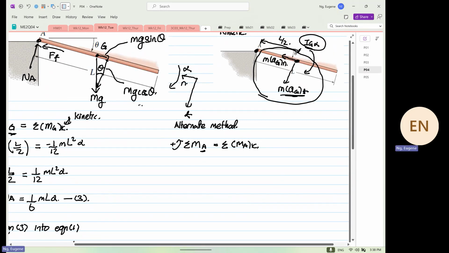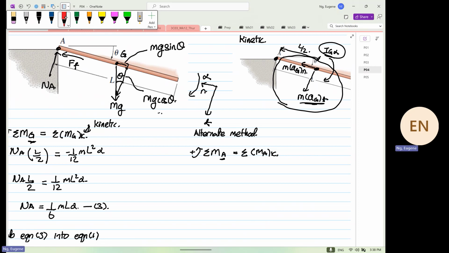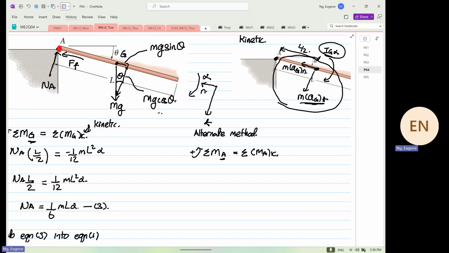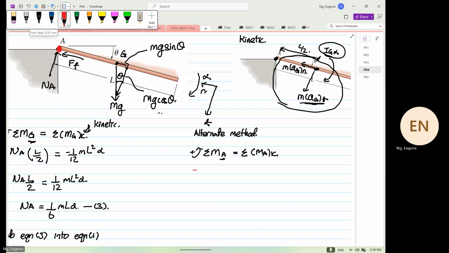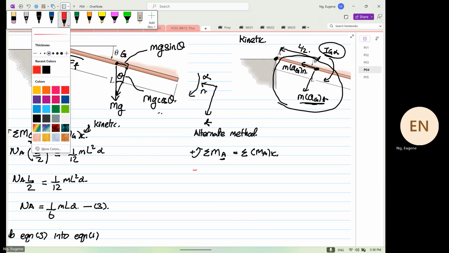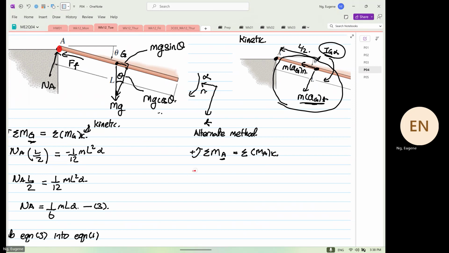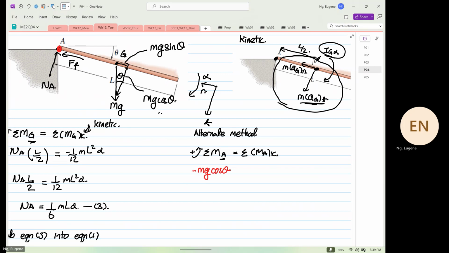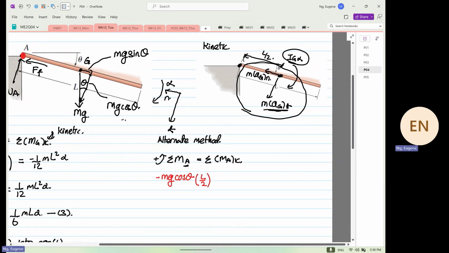All right. So now we are going to take the moment from point A. When we take the moment from point A, NA is equal to 0, but what we have is mg cos theta, so minus mg cos theta, and then we multiply by L/2. Any other forces to look at? None. Okay, then we look at the kinetic side.